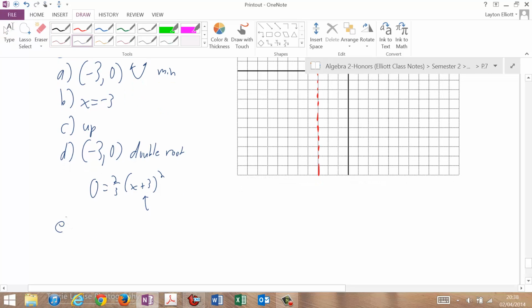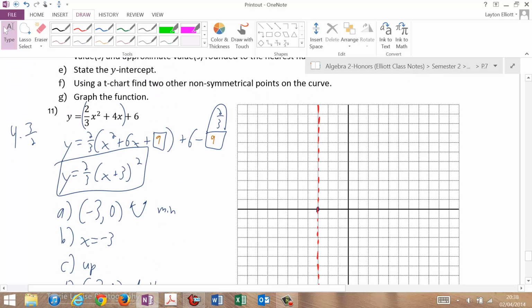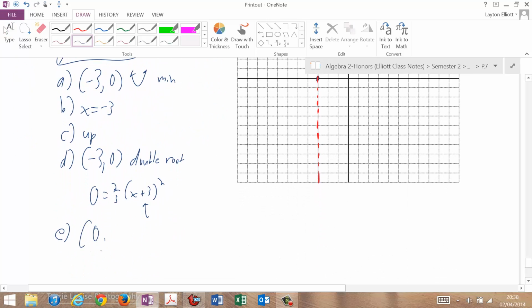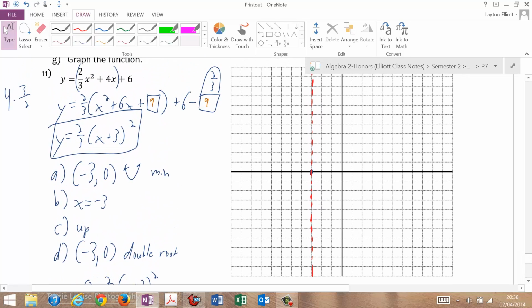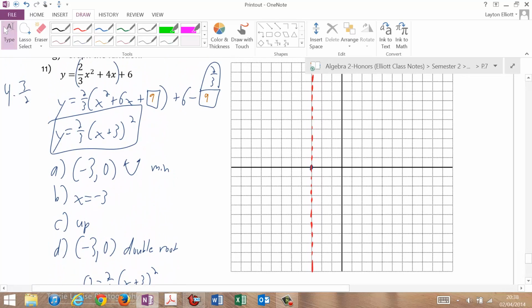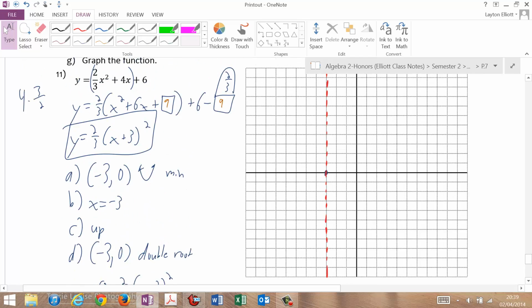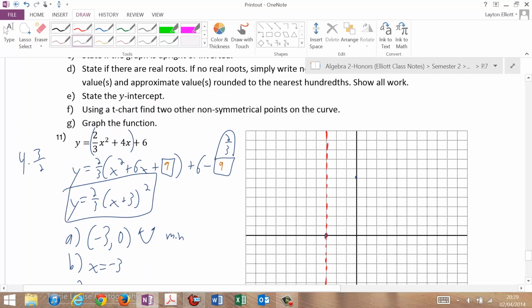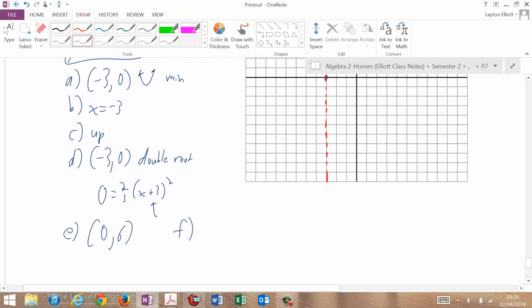So how do we get more points? Well, the y-intercept is going to be valuable. Look back up at the original equation, and I see the y-intercept would be 6. And if I plug 0 in to the new version, it's also 6. So 0, 6 is going to go down there. And I'm going to put its opposite on the other side. And now I actually have lots of points I can do for a t-chart.